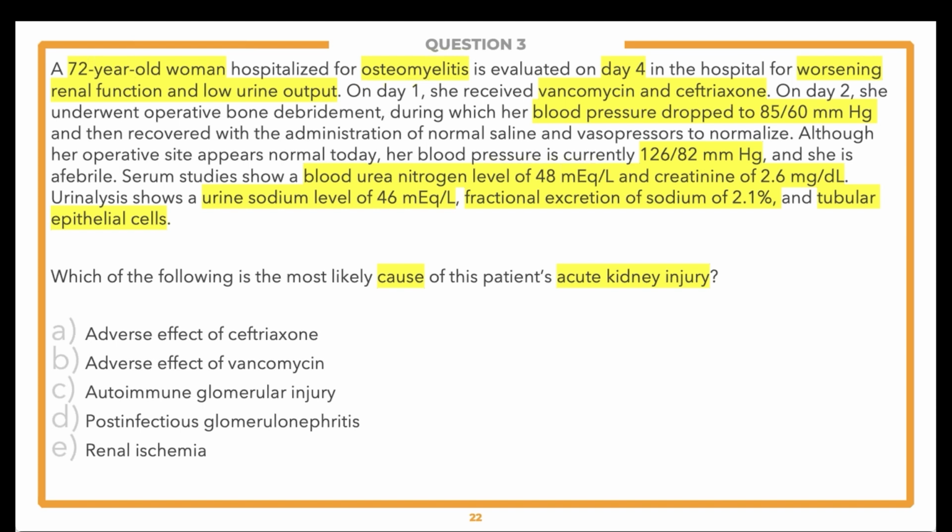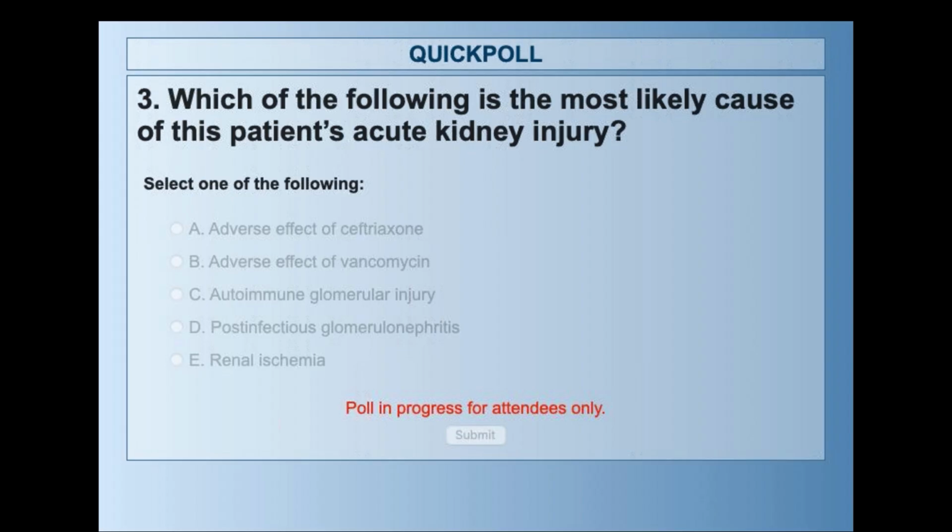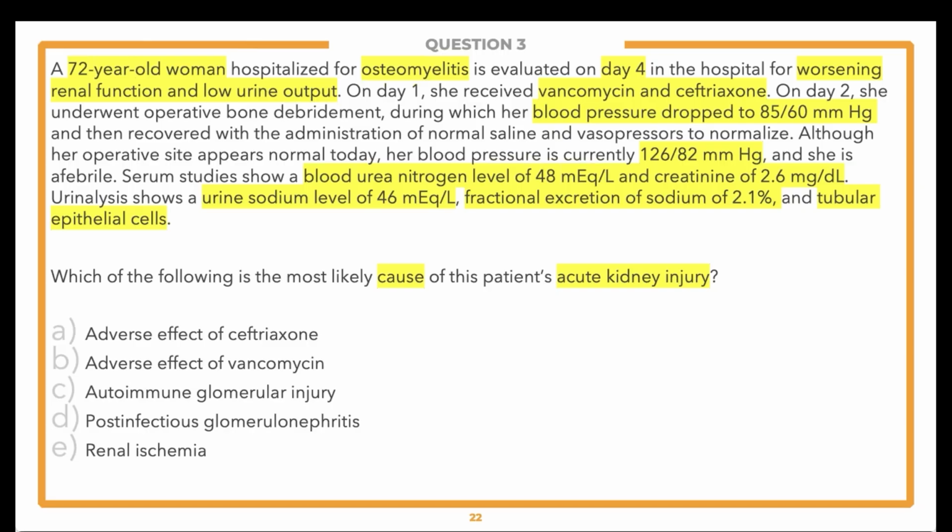Okay, let's go ahead and launch the poll. And let's share the results.